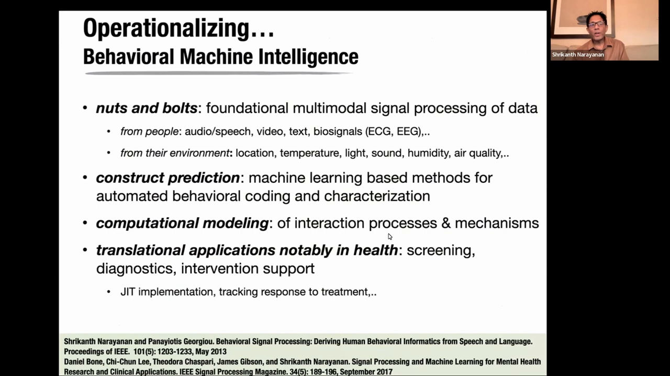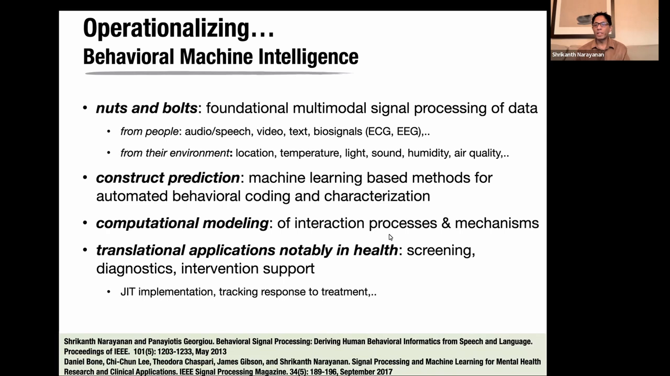So to operationalize this behavioral machine intelligence, what do we need? We need the nuts and bolts foundational signal processing methods that take multimodal sensors, from people, from their environment, and make those signals useful and usable, right? All the things we do for signal enhancement, filtering, deriving features, et cetera, et cetera. Then we can bring all our machine learning based methods to map it to constructs that are meaningful for that particular domain, right?